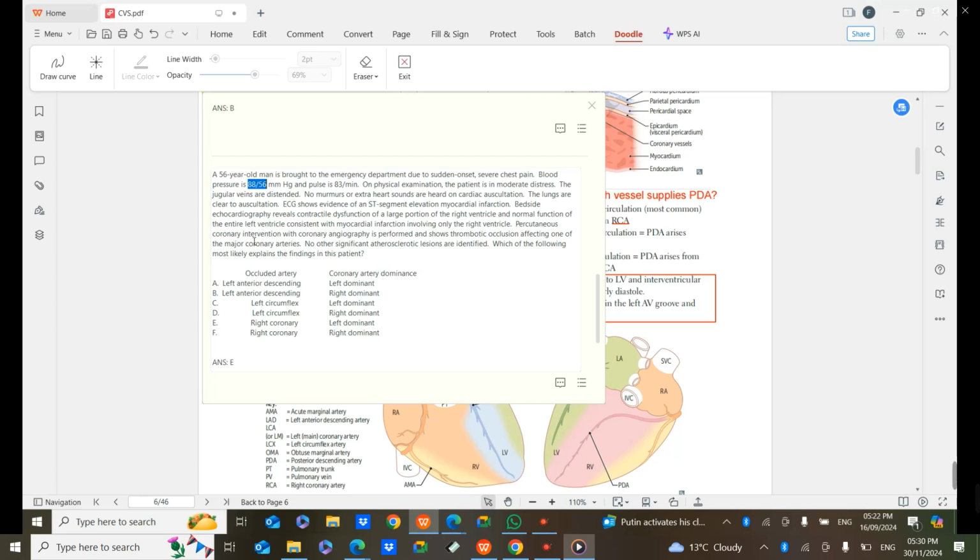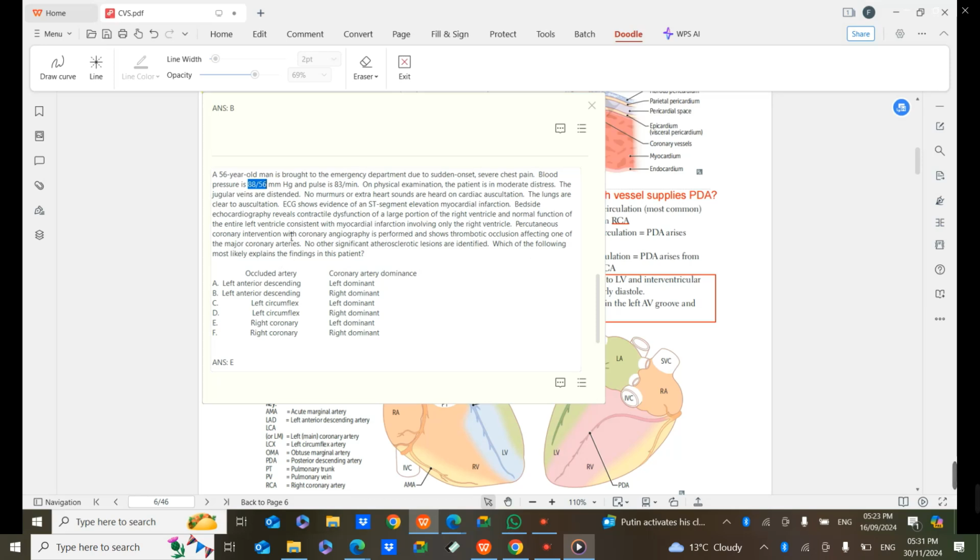We call it PCI. We normally do PCI with coronary angiography just for you to know which vessel is affected, so that you will know the vessel you are sorting out. That is what the coronary angiography means. You just put in contrast, just for you to see which vessel is affected. It's performed and shows thrombotic occlusion affecting one of the major coronary arteries. No other significant atherosclerotic lesions are identified. Which of the following is the most likely explanation? That's the question they're asking here.